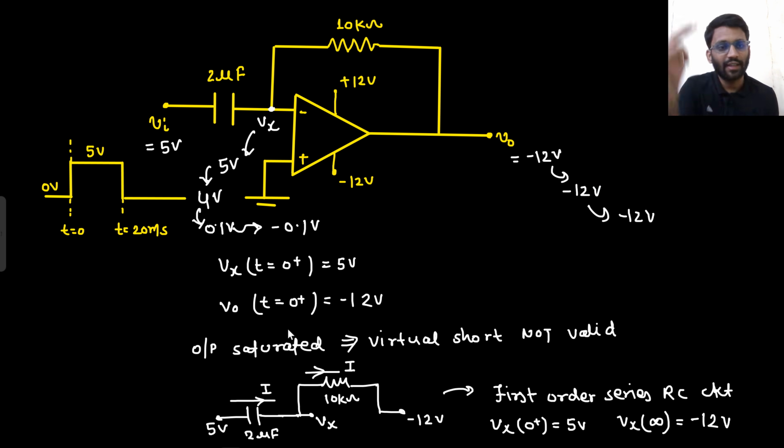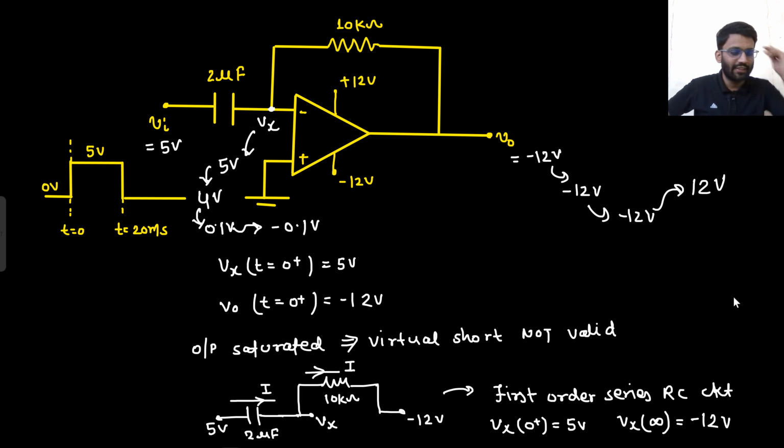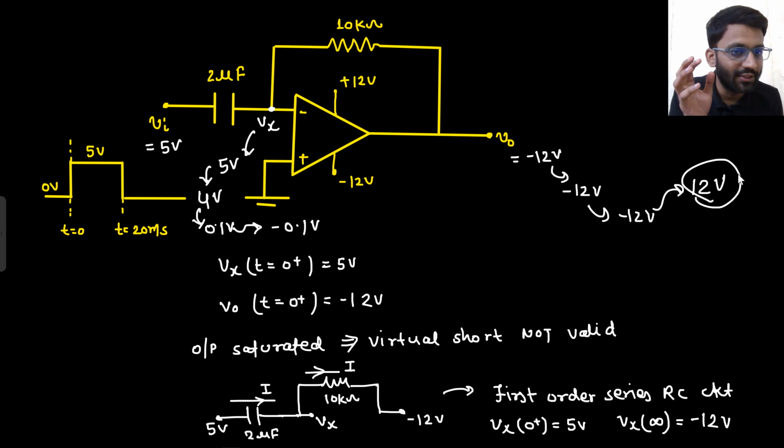Your Vx node was trying to go from 5 to minus 12. When it has moved to minus 0.1 volt, what will be the V0 voltage? When Vx is minus 0.1 volt, this node is at lower potential and this node is at higher potential. So V0 will change to 12 volt. Say yes or no. So when Vx is just going down to 0, your V0 value is changing from minus 12 to plus 12. At that moment, it has changed to plus 12.